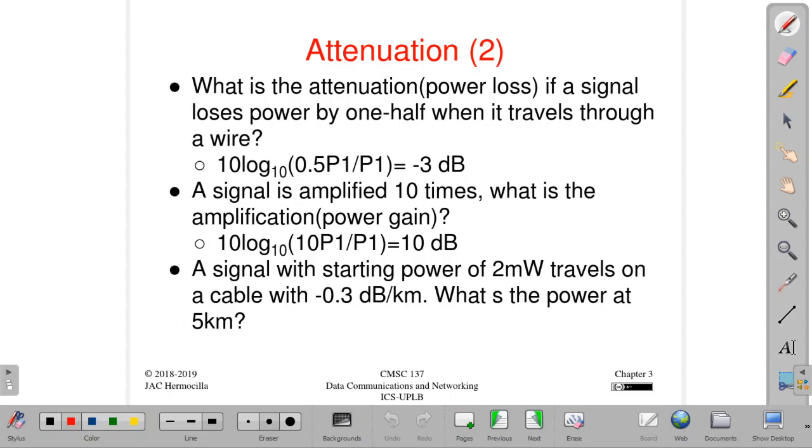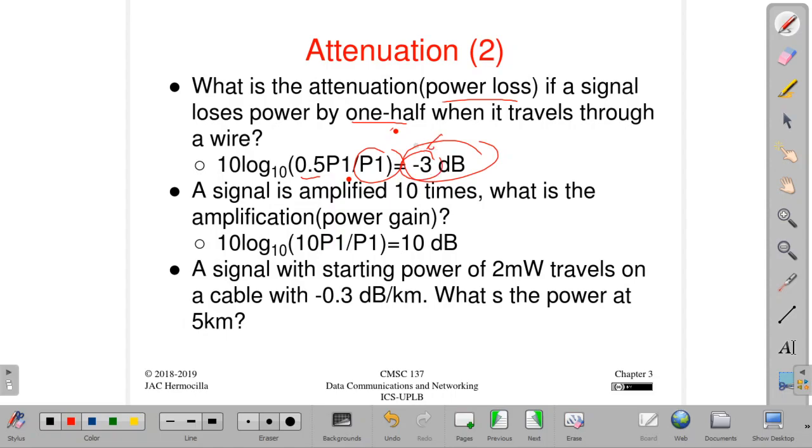So here are some computations associated with attenuation. What is the attenuation or power loss if a signal loses power by 1/2 when it travels through a wire? So if we let the original power be P1, then it loses 1/2, so that is 0.5 of P1, then we get -3 decibels. Negative means attenuation.